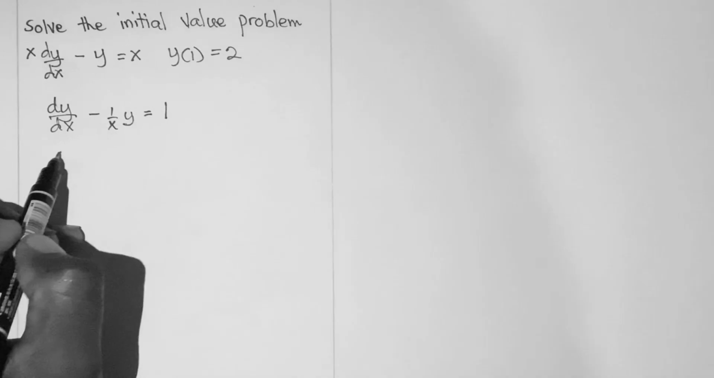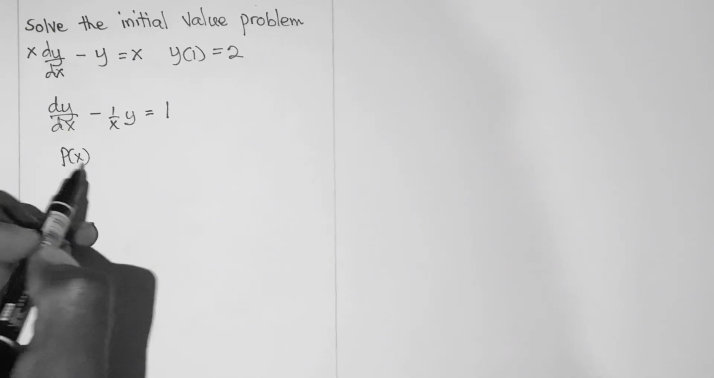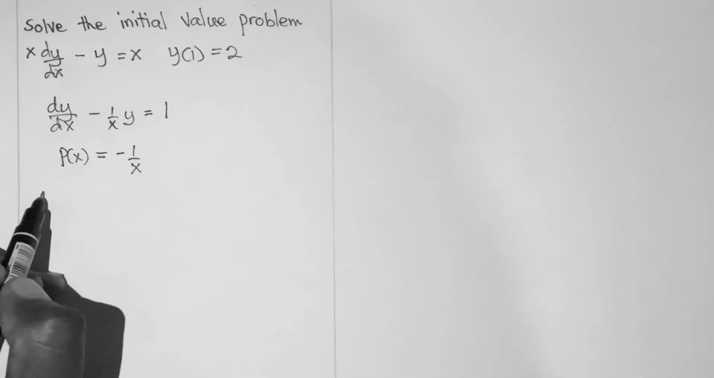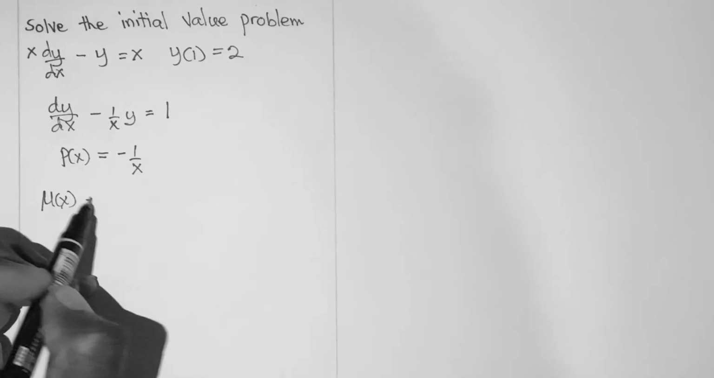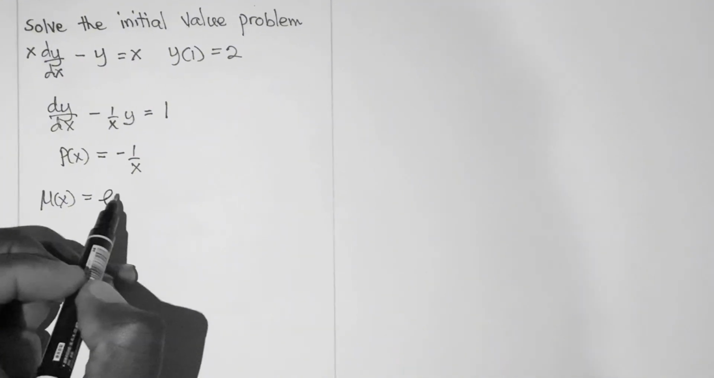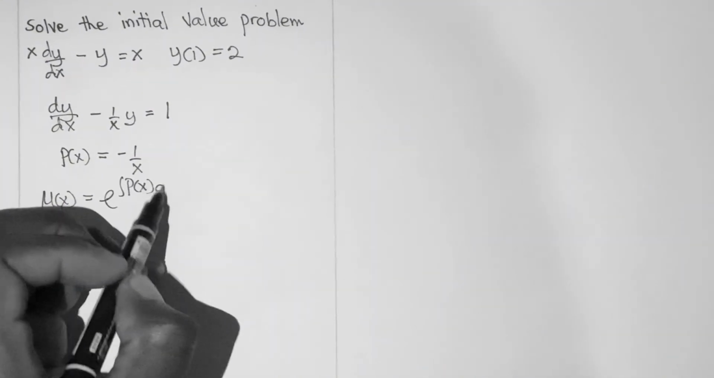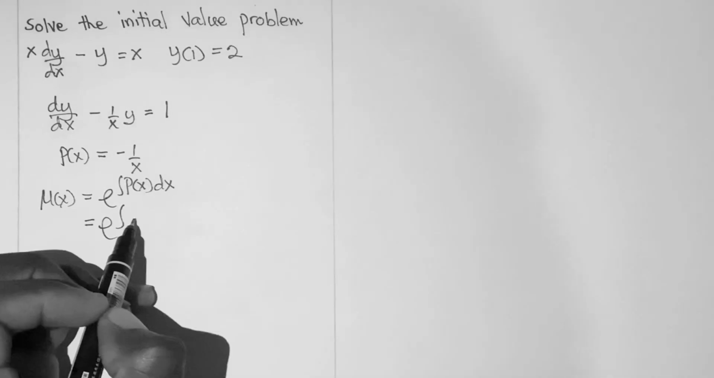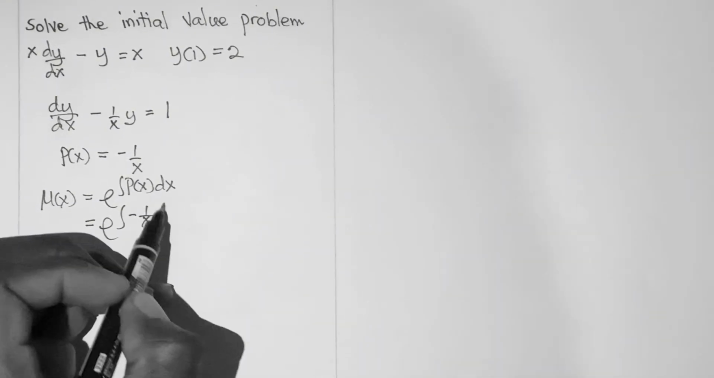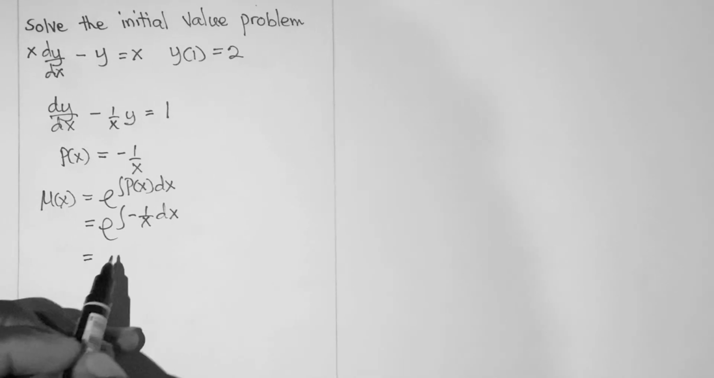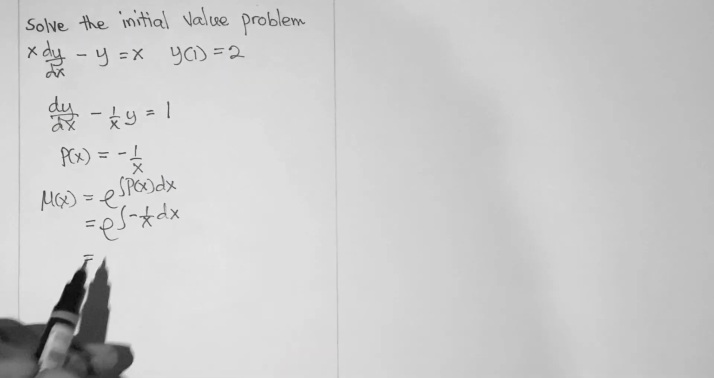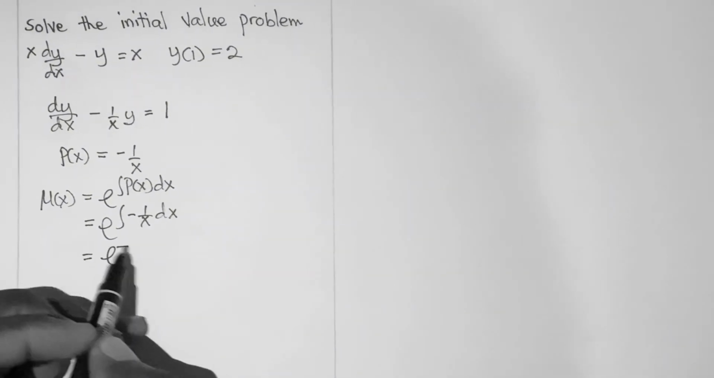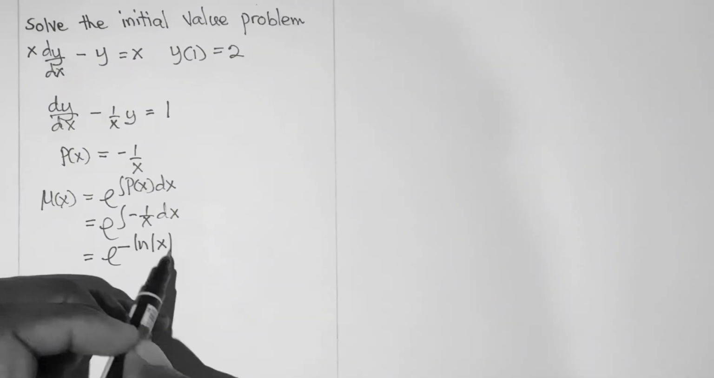Now let's find p(x). p(x) is the coefficient of y, and in this case is minus 1 over x. So the integrating factor mu(x) is equal to e to the integral of p(x) dx. So this is equal to e to the integral of minus 1 over x dx. So this is equal to, now if you integrate 1 over x, it's the natural log of the absolute value of x. So this becomes e^{-ln|x|}.